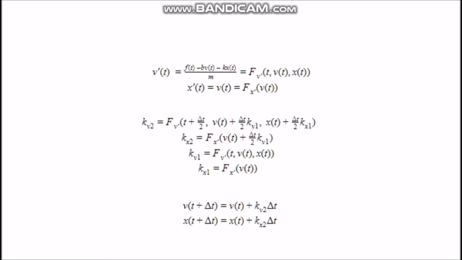Using these definitions, it is possible to determine estimates of the velocity and acceleration at the midpoint between the current time and the next time. These equations are shown here as kv2 and kx2 respectively. Knowing these values, it is possible to make a good estimate of the next value of the function by taking into consideration both the initial as well as the intermediate values for both acceleration and velocity, and using them as the slope of the function.